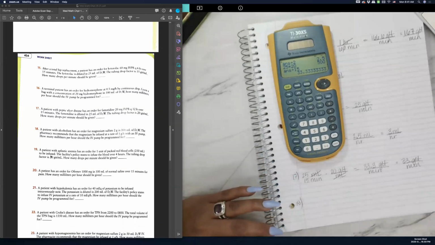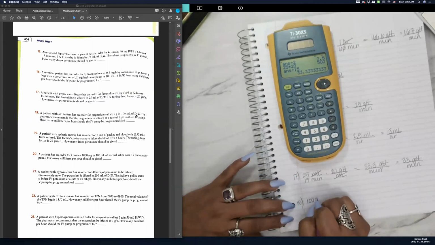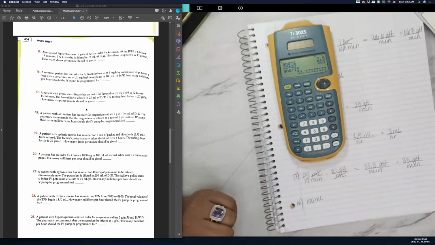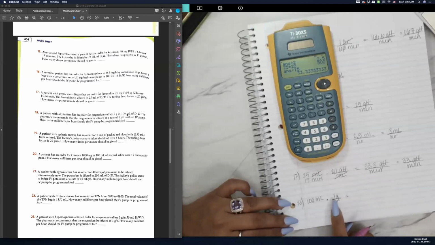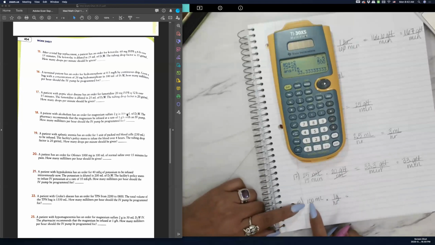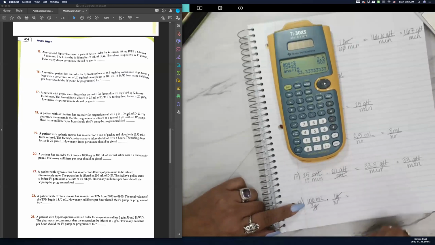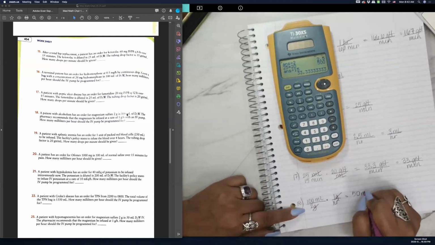A patient with alcoholism has an order for magnesium sulfate 2 grams in 100 milliliters of D5W. So again, it's 100 milliliters of the D5W, and the pharmacy recommends that the magnesium be infused at a rate of 1 gram per hour. So we're infusing it at 1 gram per hour. And again, because our infusion rate is in grams, we're going to use the 2 grams here. So our units of grams will cancel, and we're left with milliliters per hour, which is what the problem is asking us for. So it's just 100 divided by 2 is 50 milliliters per hour.